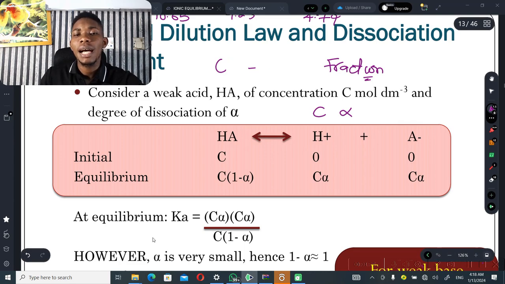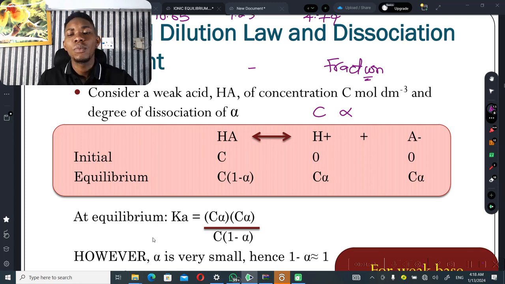Now, instead consider a weak acid. You can see the equation here, which is HA going there to give us H plus and A negative. Now, HA is the concentration of the acid. Before the reaction starts, initially, listen, this is very, very important. Initially, the concentration of the acid still remains the same. That means the weak acid still remains the same. Recall that it is a weak acid.